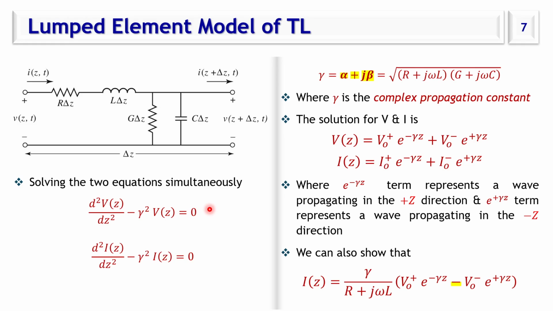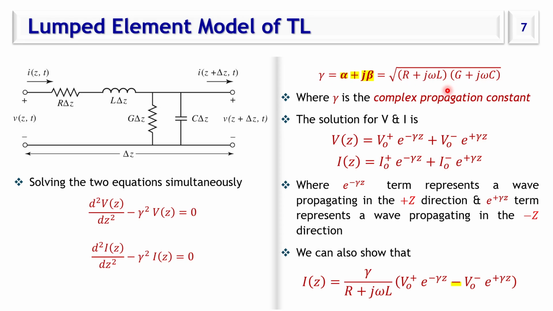Solving the two equations, we get a homogeneous differential equation of V as a function of Z with respect to Z, and of current as a function of Z with respect to Z, and this is a constant that equals this quantity here. This is called the complex propagation constant, and we're going to know shortly why it is called the propagation constant.